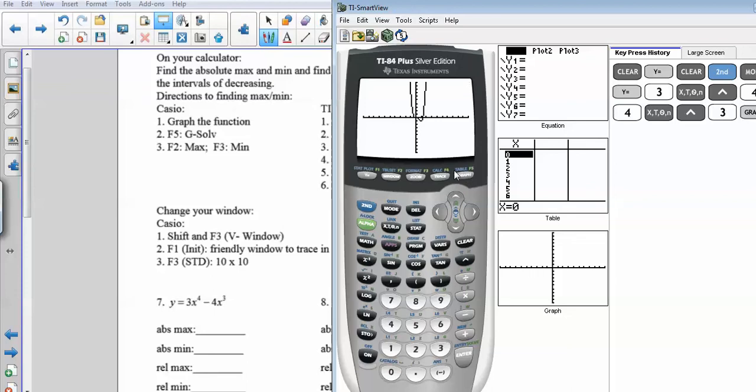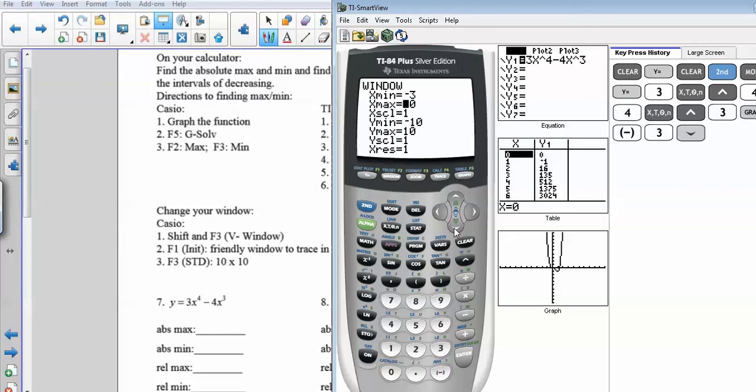But it's not clear exactly what's going on in the middle, so I'm going to zoom in a little bit. The easiest way for me to zoom in is just pick exactly what values I want to see. I want to see from about -3 to 3 on the x-axis, and about the same on the y-axis, -3 to 3. So I'll press window, and I will change to -3 for x min, change x max to 3, go down to y min, change it to -3, and change y max to 3.